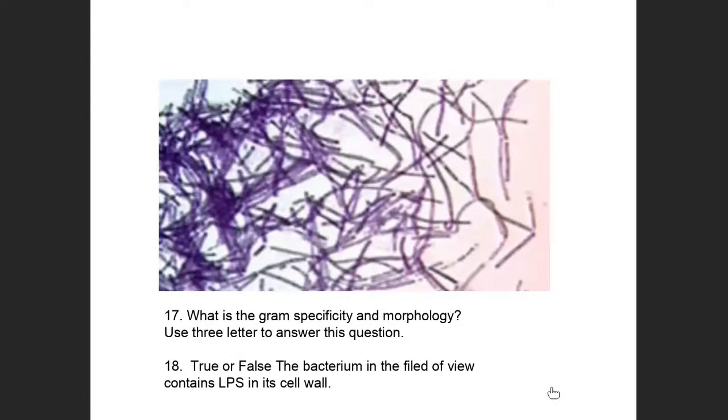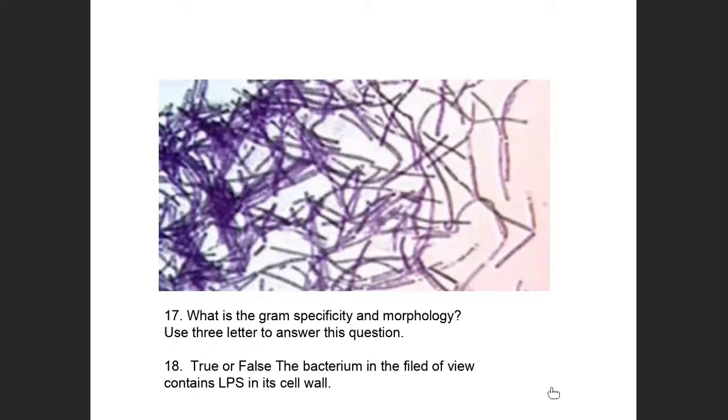Again, you're looking at purple elongated structures, right? So what is the gram specificity and the morphology here? You can say it is a gram-positive bacillus. You can say it's a gram-positive rod. You could say GPR. You could say GPB. Those are the only correct ways to do this, right?